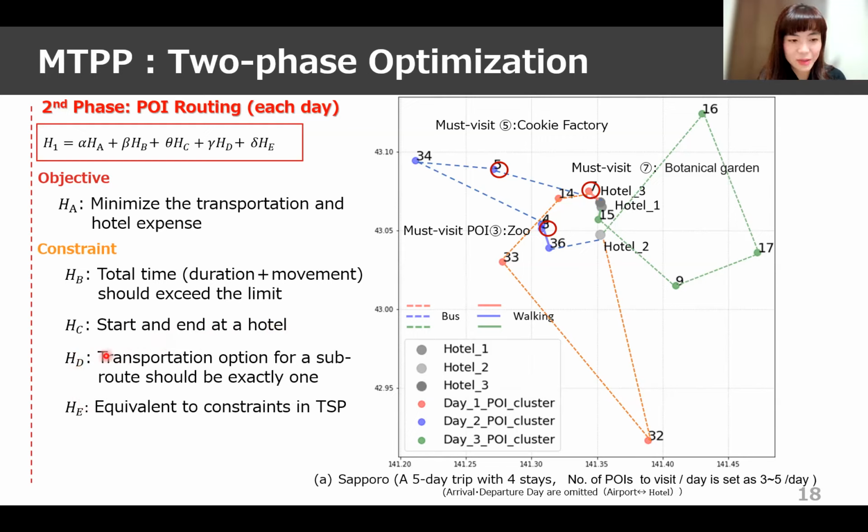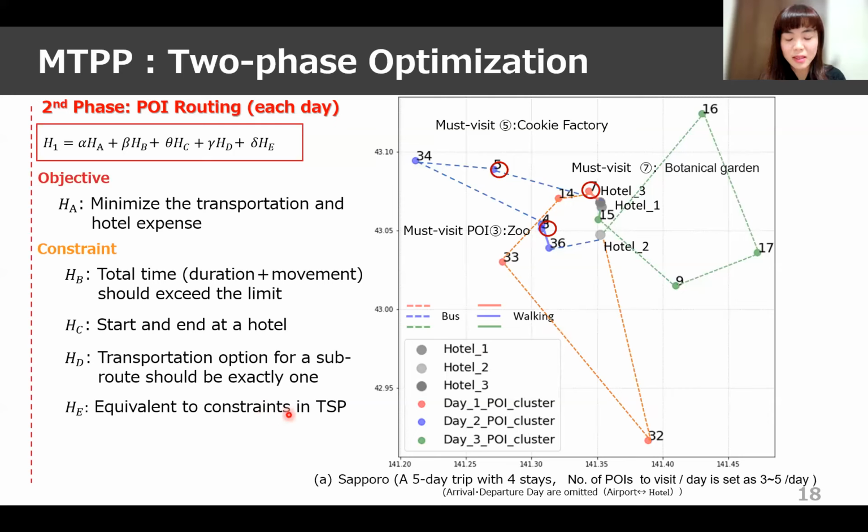And for the third constraint here, the transportation option for each leg should be exactly 1. So let's use this figure as an example. If the user would like to travel from number 14 to POI number 33, the user should decide either to travel from here to here on foot, or move from here to here by a bus or by a car. And the last constraint in the second phase is equivalent to the constraint in the normal TSP, which means visit all the POIs in each cluster exactly once.